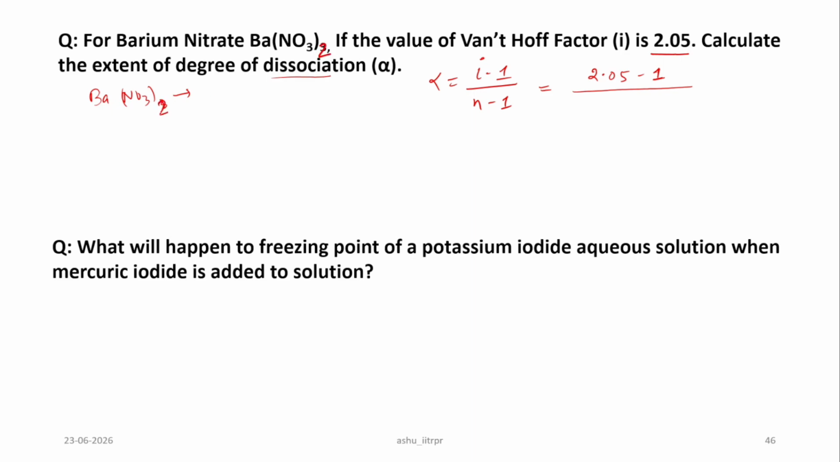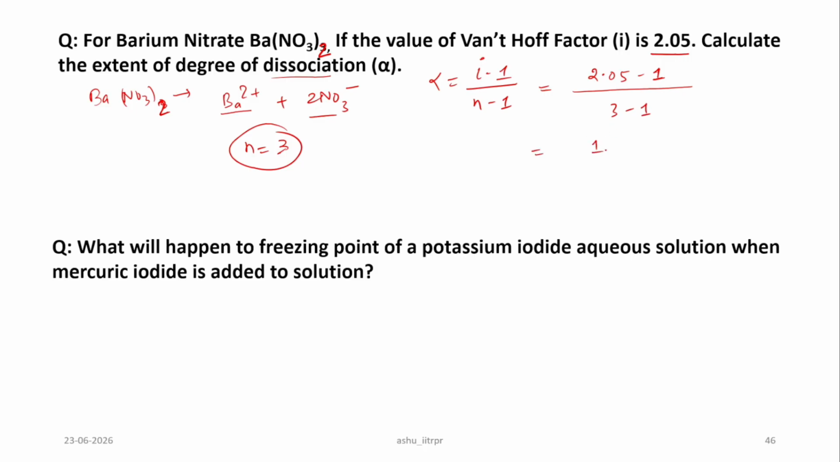So this will dissociate into Ba2+ plus 2NO3-. So one particle from barium and 2 from nitrates. What is the value of n? n is the number of particles, total particles. So 2 plus 1, n would be 3. So just put this value, so it would be 3 minus 1.